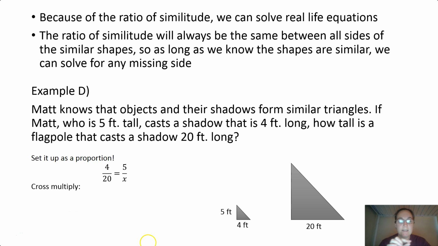So I'm going to do 4 times x equals 5 times 20. Okay, I'm going to multiply that out, and I have 4 times x equals 5 times 20 is 100. Then I have to divide both sides by 4, and I end up with x equals 100 divided by 4, which gives me x equals 25, because we know there are 25 cents in a dollar. And that gives us our answer as 25 feet. So, our answer is 25 feet. That is how tall the flagpole is.